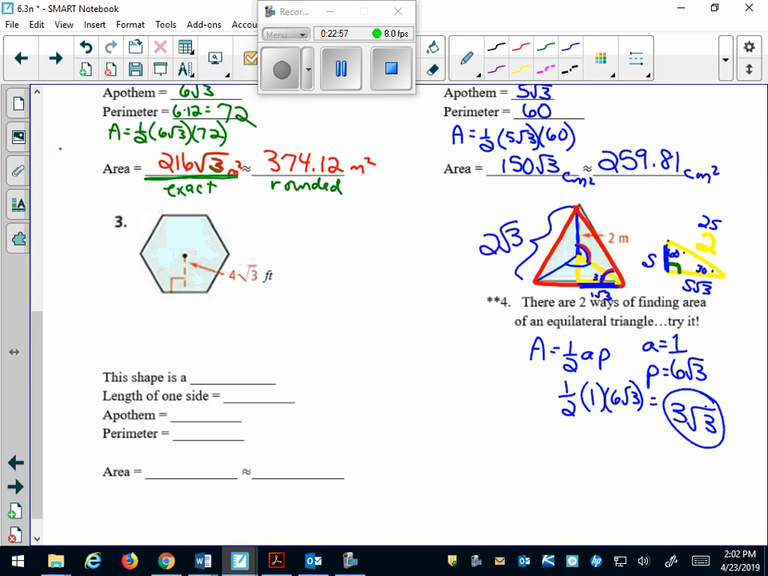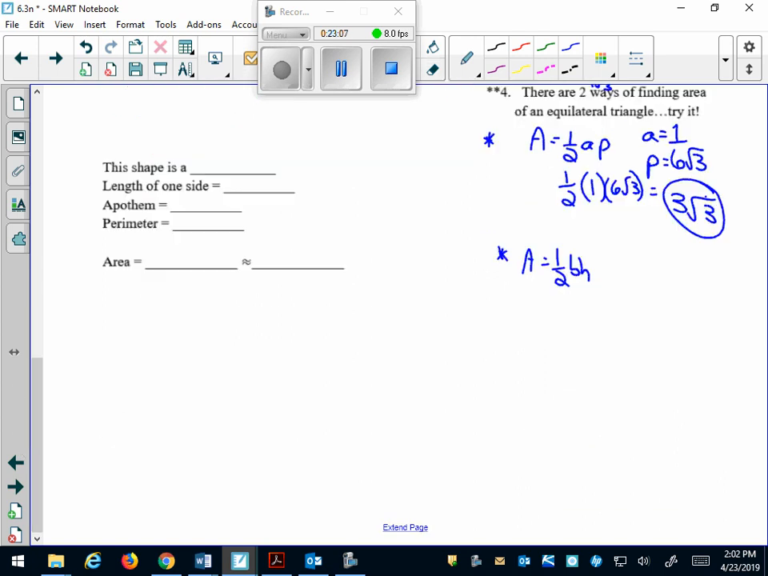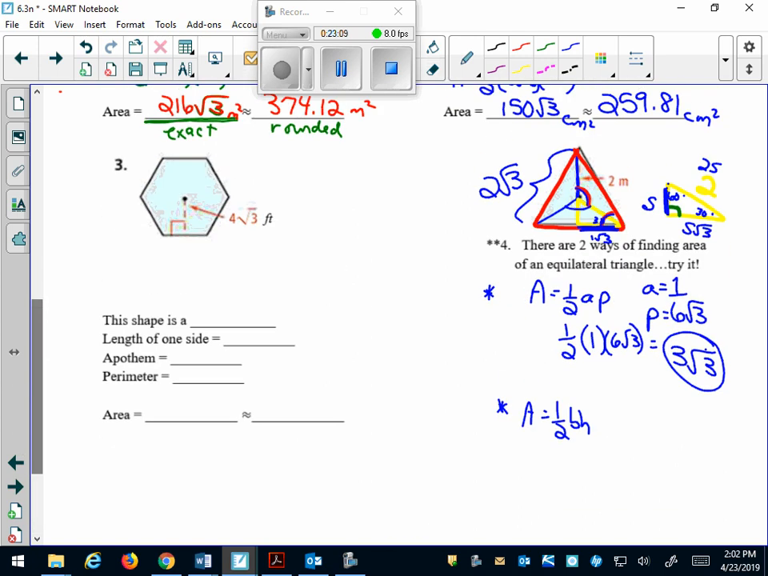Of course, the other way, that's kind of the first way, we could do 1/2 base times height of the whole triangle. What's the base? 2 root 3. Right? That's the length of this whole side, the base.